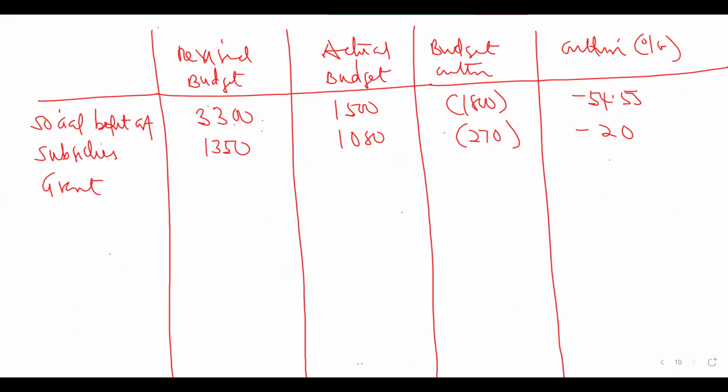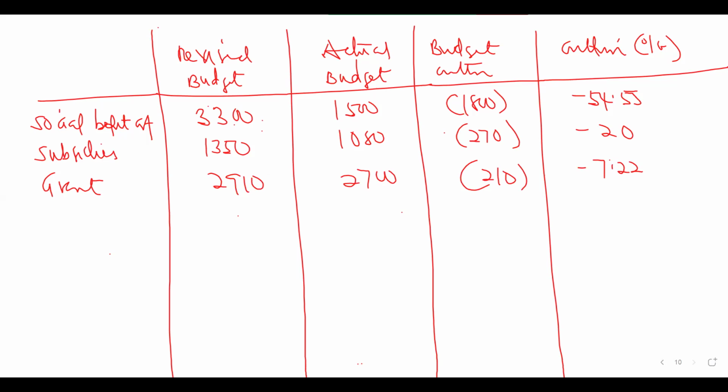The grant is what? 2910. Actual is what? 2,700. Okay. 7.22. Okay. Is there any other expenditure?